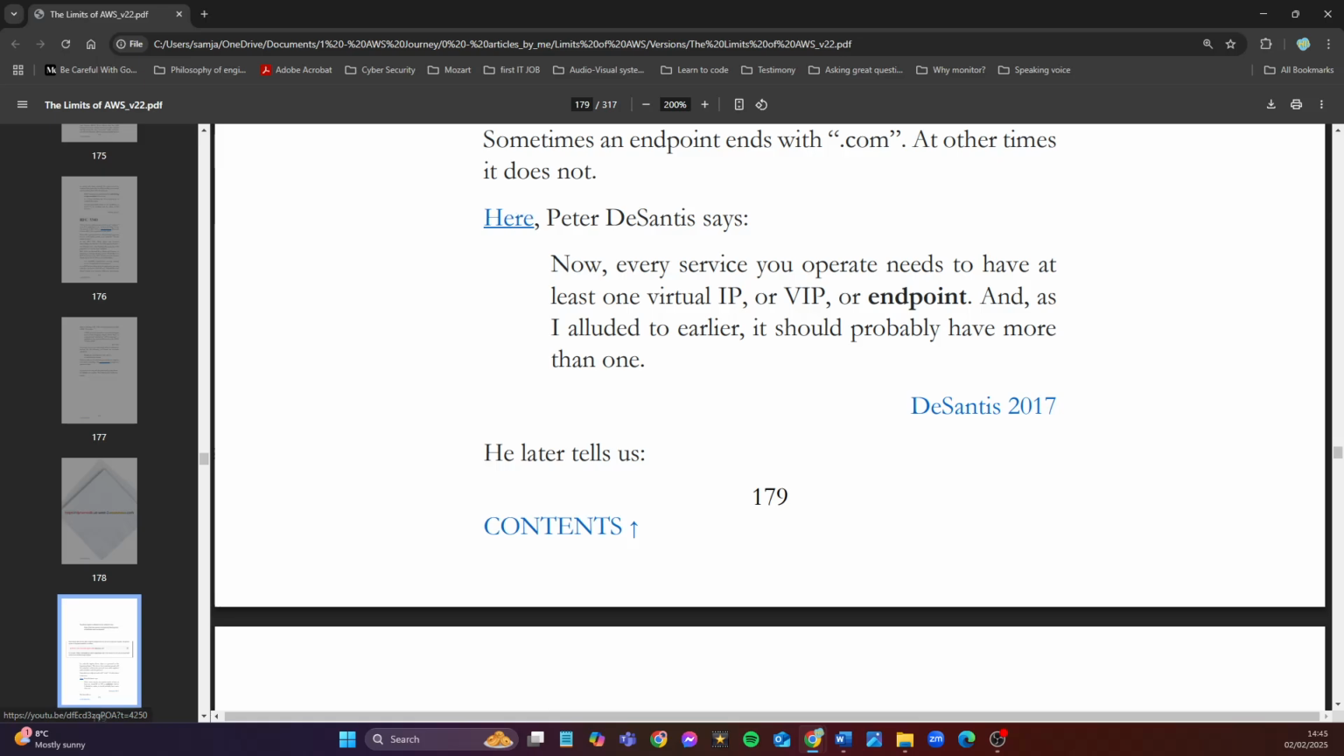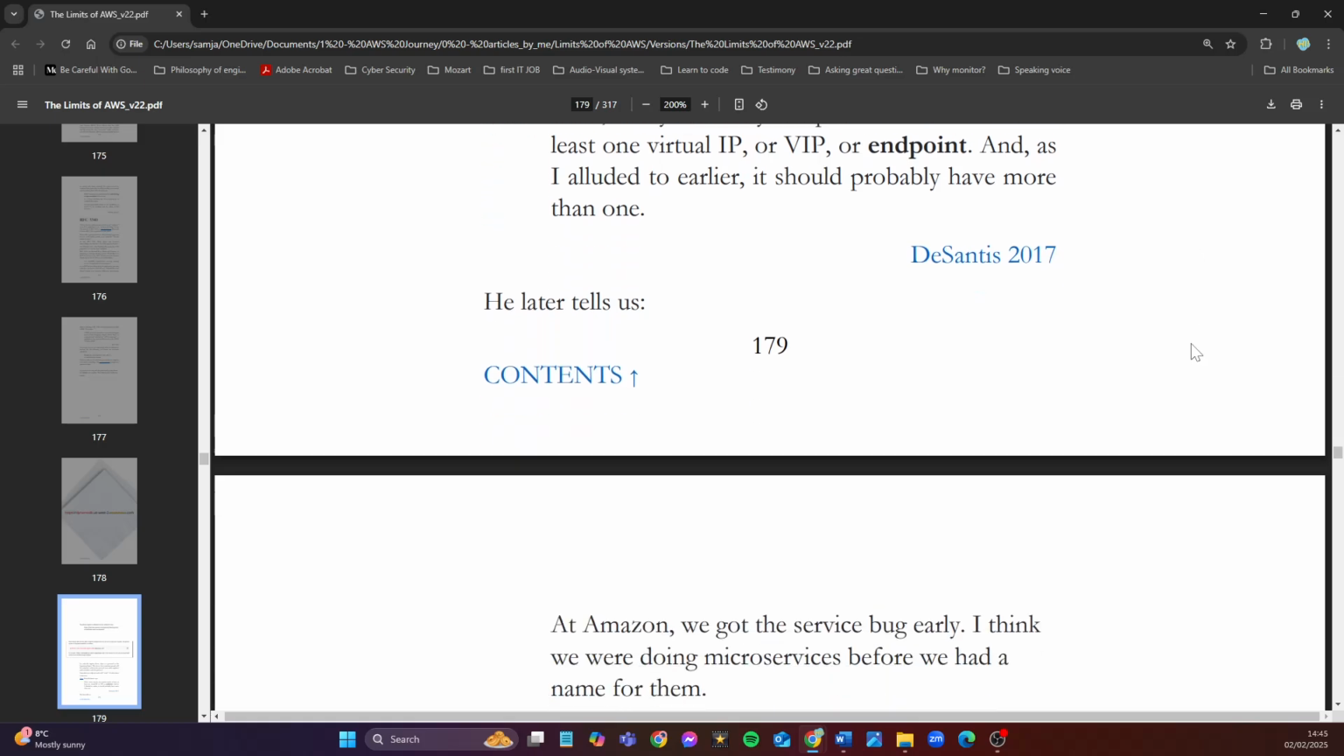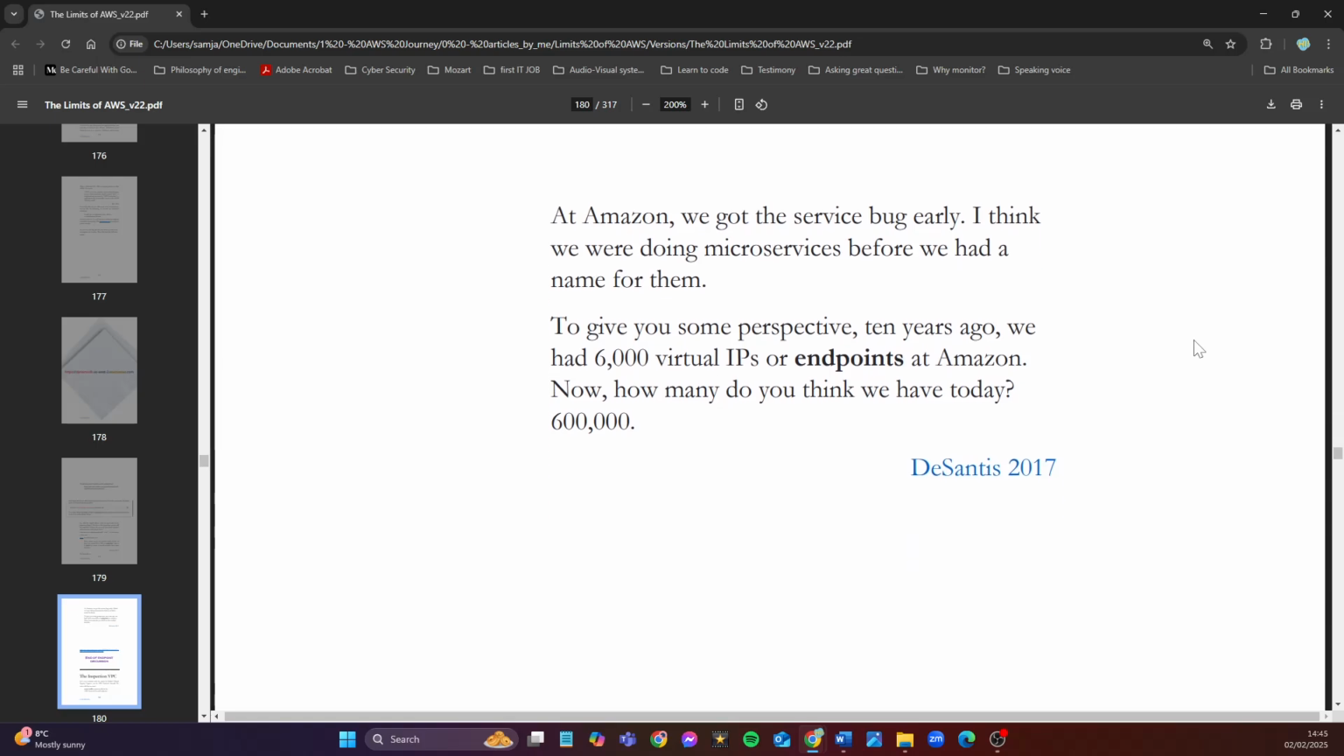Peter DeSantis said, now, every service you operate needs to have at least one virtual IP or VIP or endpoint. And as I alluded to earlier, it should probably have more than one. He later tells us, at Amazon, we got the service bug early. I think we were doing microservices before we had a name for them. To give you some perspective, 10 years ago, we had 6,000 virtual IPs or endpoints at Amazon. Now, how many do you think we have today? 600,000. This is DeSantis speaking in 2017.